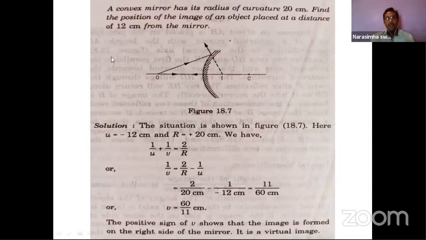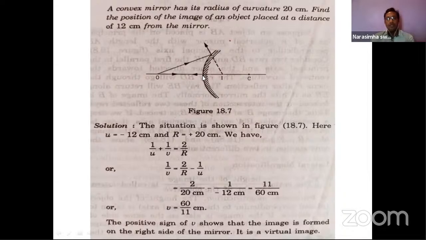So the light ray is in this direction, and the distance you are measuring from the pole to the object is in the opposite direction. So u is equal to minus 12. What is u? Object distance. And the r value is given, radius of curvature is 20 centimeters. This is plus because the radius of curvature is inside. Here is the circle shaped, the radius of curvature will be somewhere inside this.